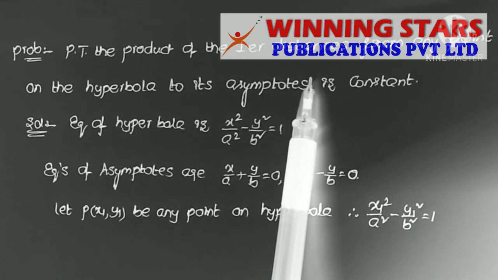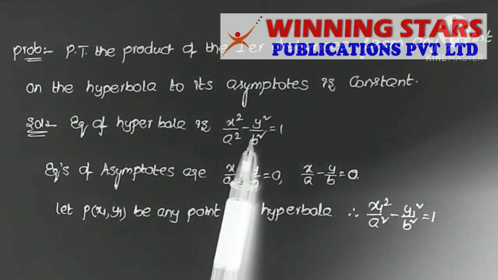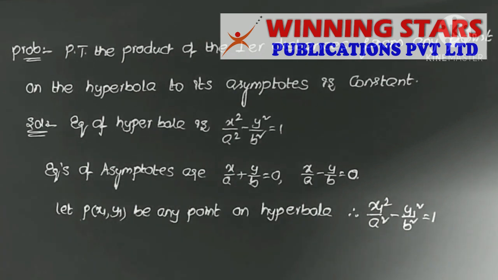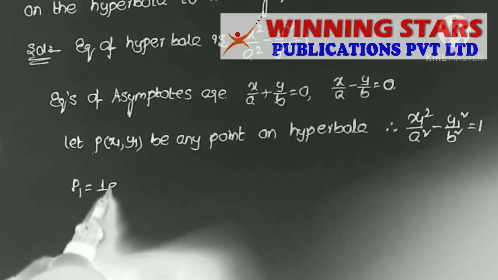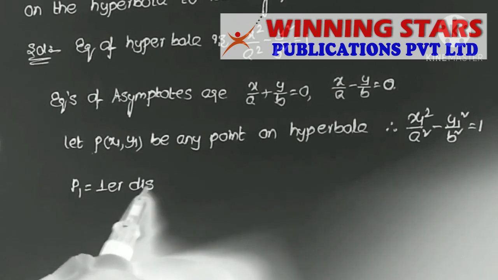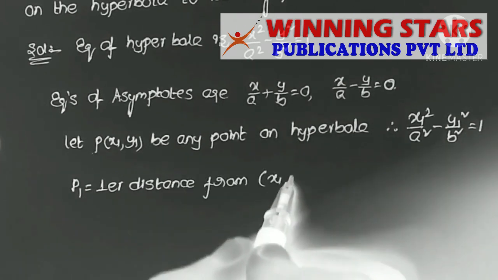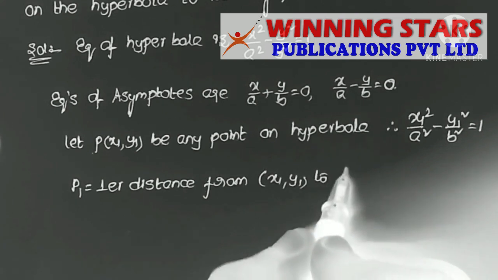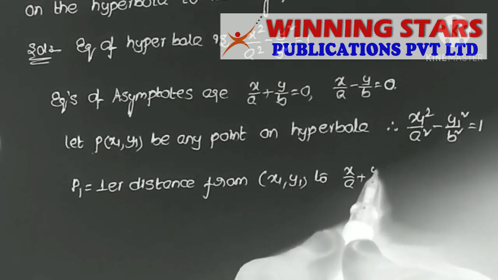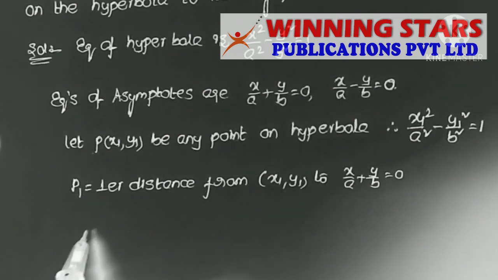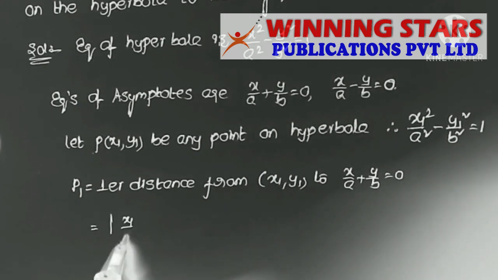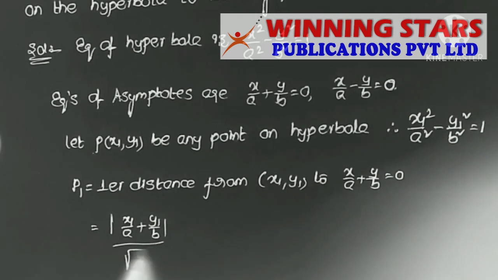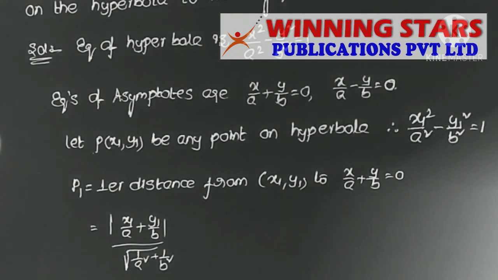Next we take the perpendicular distances from (x1, y1) to the first equation and from (x1, y1) to the second equation. P1 is equal to the perpendicular distance from (x1, y1) to x by a plus y by b equals 0. That is equal to modulus of x1 by a plus y1 by b, divided by square root of 1 by a square plus 1 by b square. This is the value of P1.